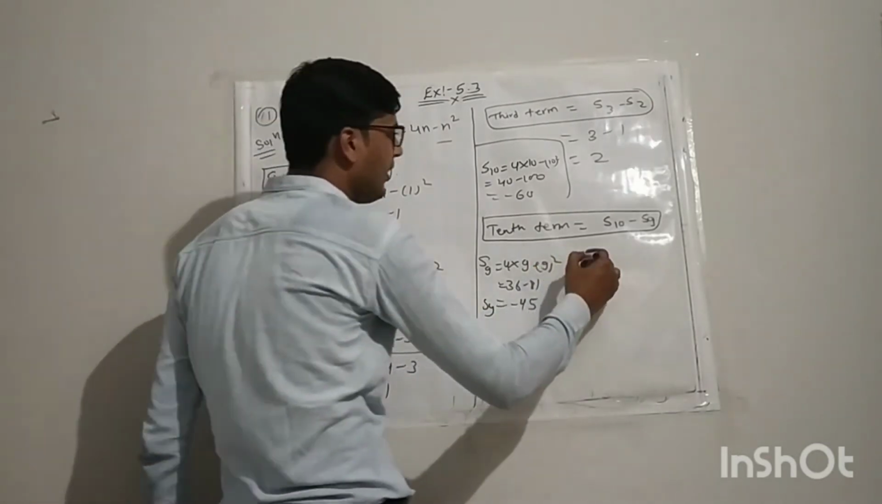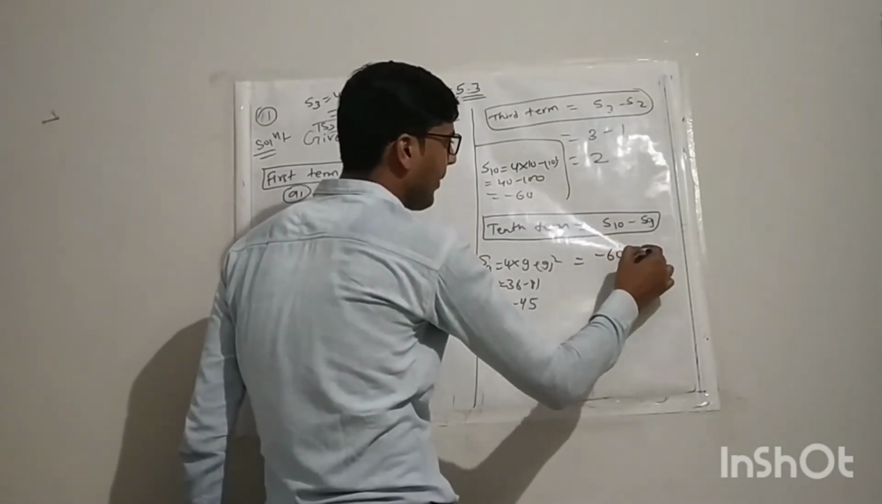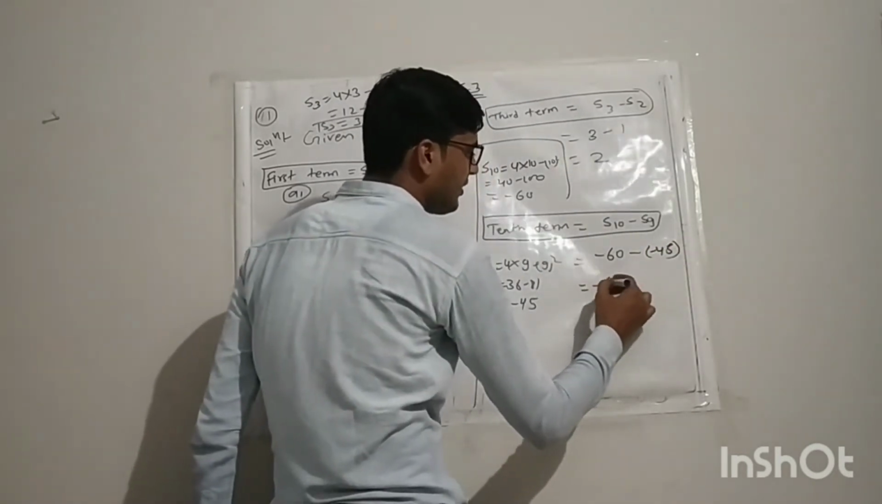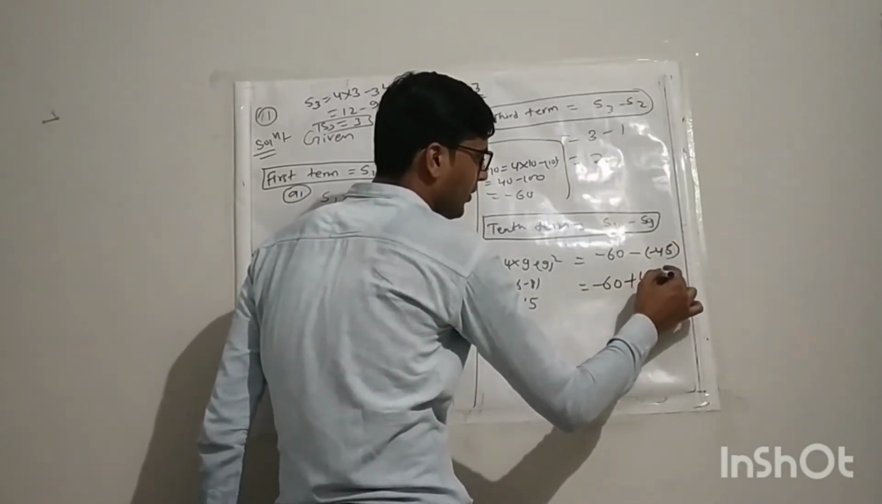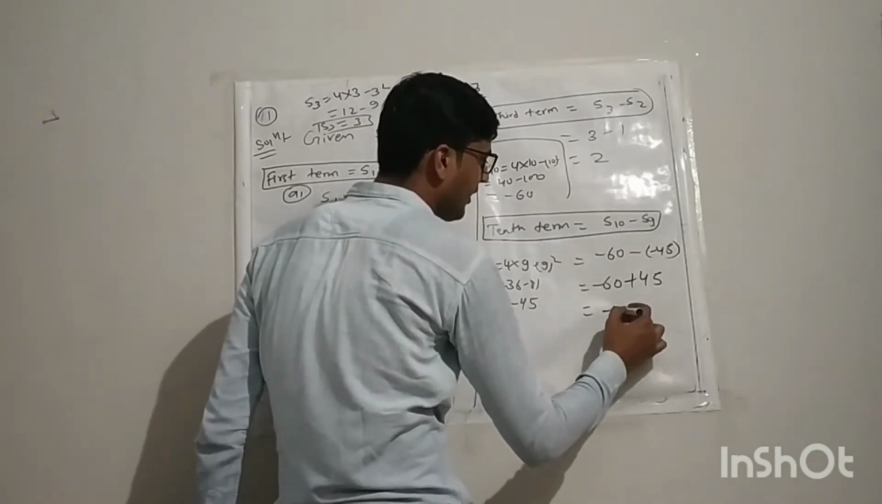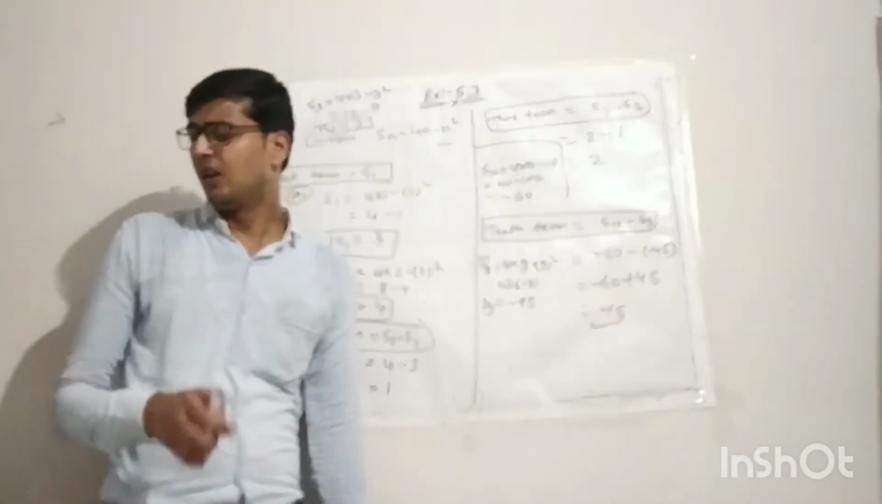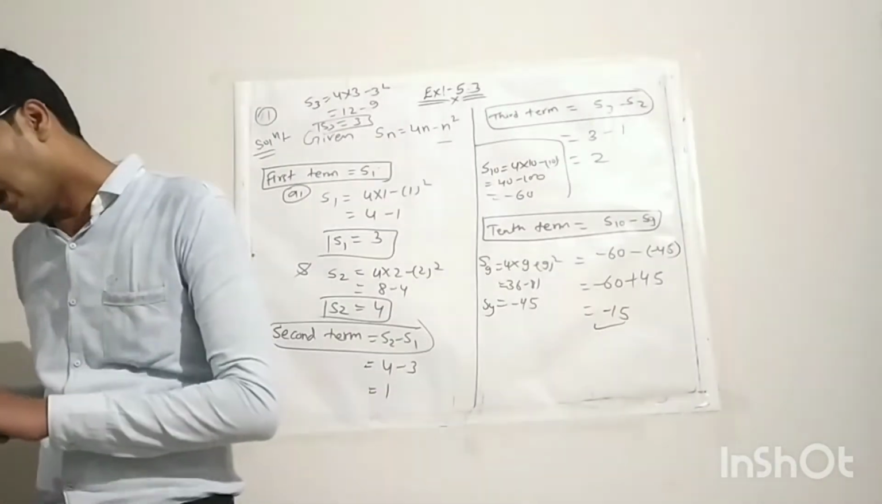We put it here, so minus 60 minus S9, which is minus 45. So minus 60 minus minus 45 becomes plus 45. Simply it becomes negative 15. So the 10th term is negative 15. Here we also find the nth term.